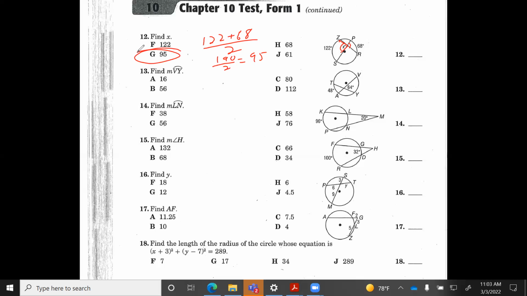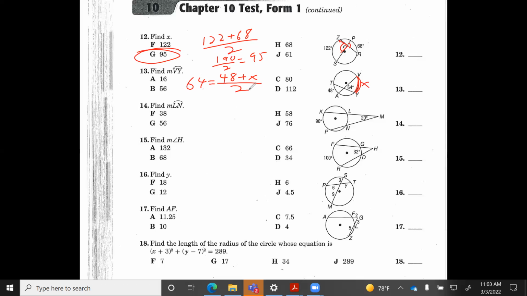On 13, measure of arc VY. Now, we're using the same formula. They gave us the angle. We're just missing an arc this time. So I'm going to call this arc x over here, so that when we plug it in, we can solve for it. We know the angle is already 64. So 64 equals the one arc they gave us plus the one we're trying to solve for, over 2.